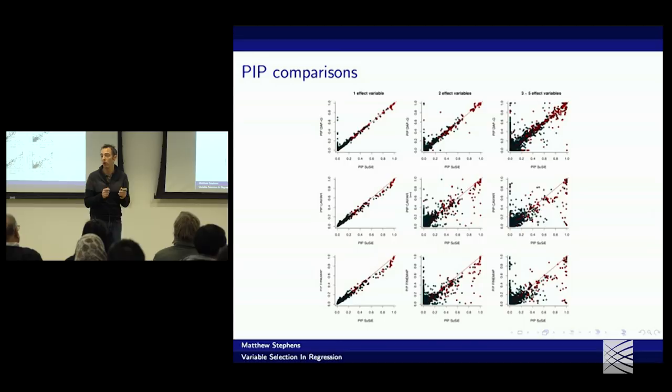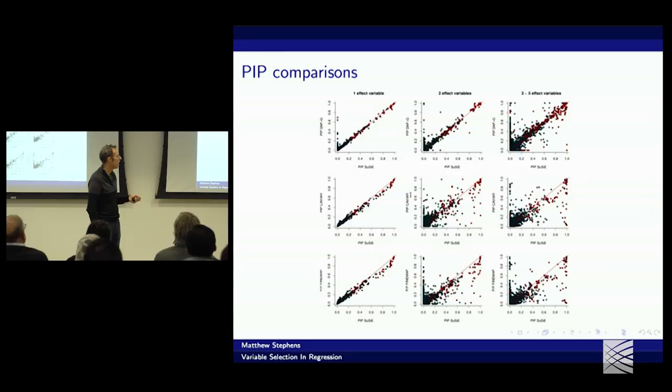Actually, these are closer in agreement than it might look initially to your eye, because a lot of the stuff is down here, where the two methods in each case are assigning very, very small posterior inclusion probability to almost everything, because it's a very sparse thing. And if you compute the correlations of these PIPs, they're all greater than 90%.